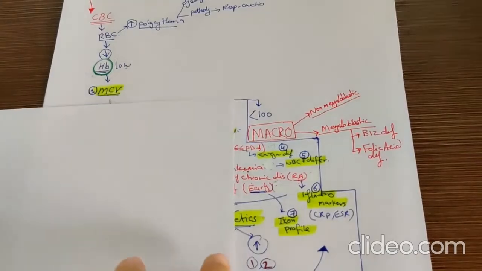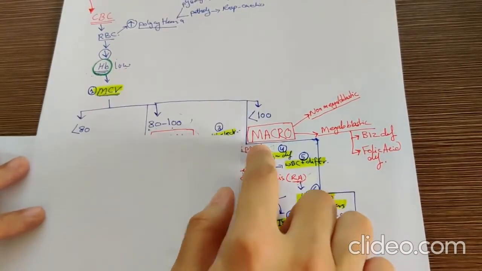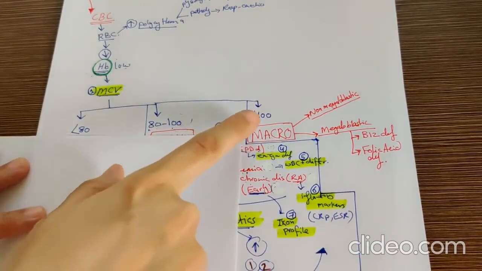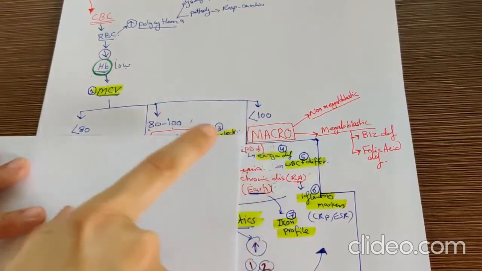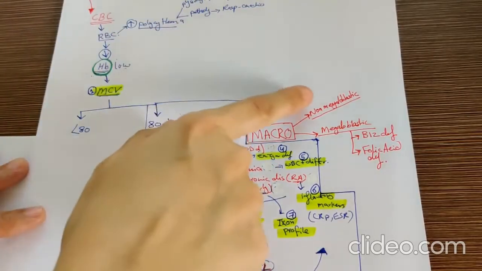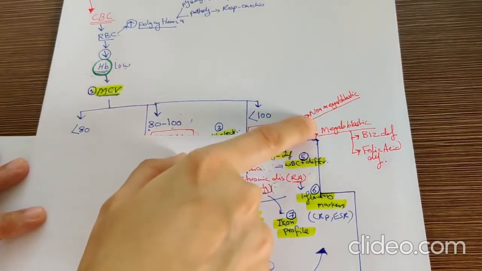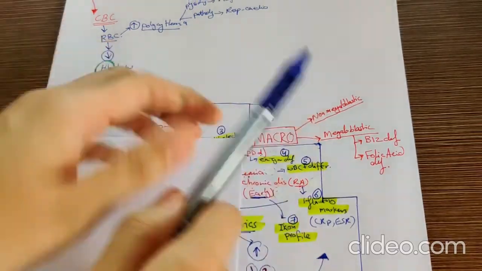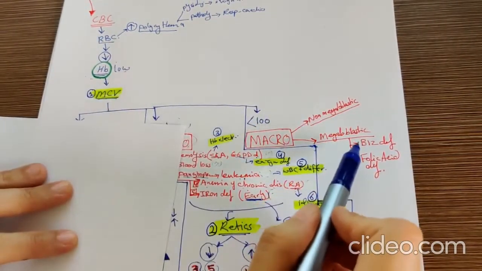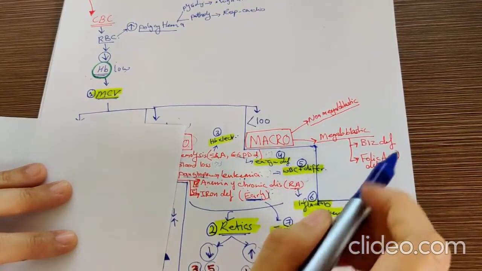Okay, for the macrocytic anemia, what does macrocytic anemia mean? That means hemoglobin is low and the MCV, the size, is very large. Okay, so you will think about 2 things. It can be non-megaloblastic anemia or megaloblastic anemia. I will cover only the megaloblastic anemia. So your differential can be vitamin B12 deficiency or folic acid deficiency.